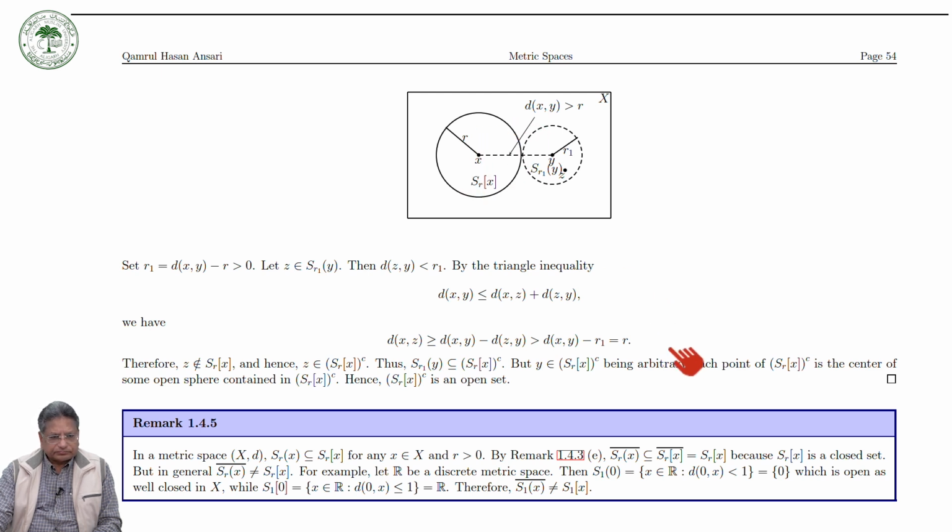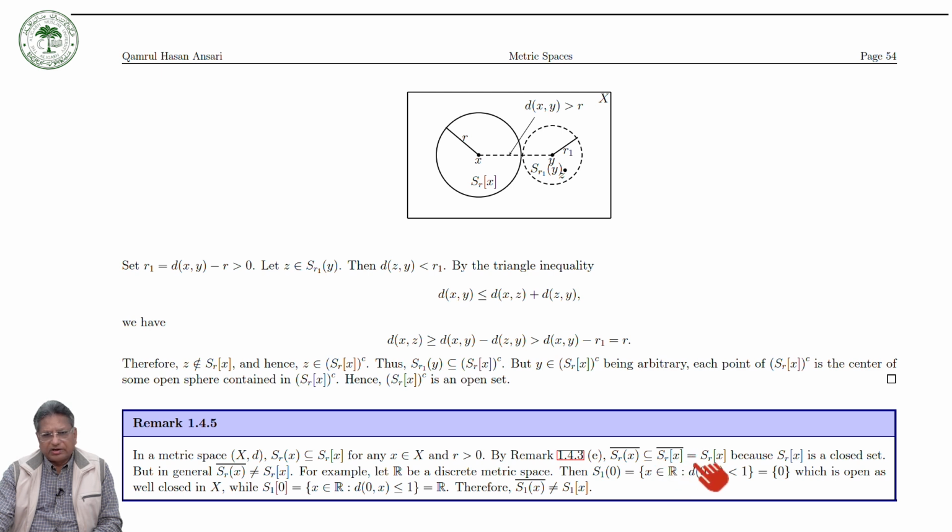Now, in a metric space, we can always say that an open sphere is a subset of a closed sphere. Of course, if A is a subset of B, then we have seen that the closure of A is a subset of the closure of B. So the closure of the open sphere is a subset of the closure of the closed ball.